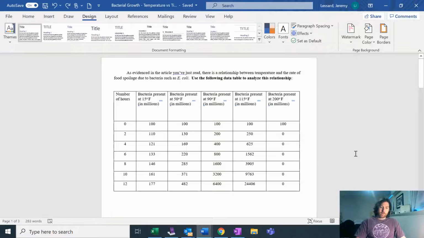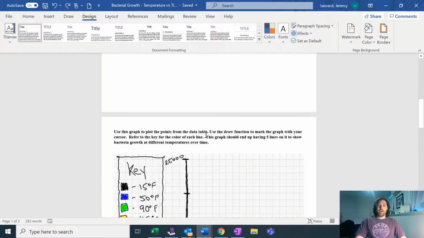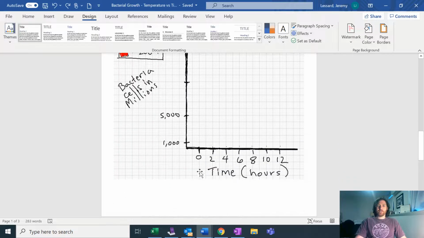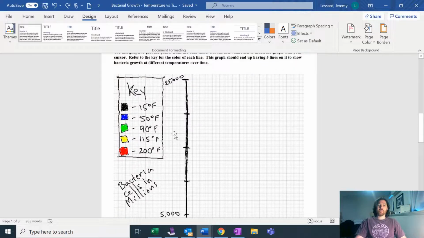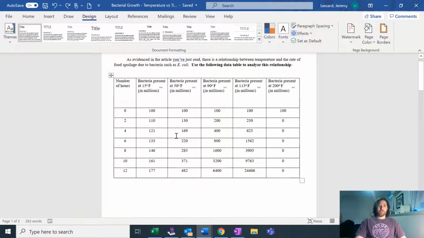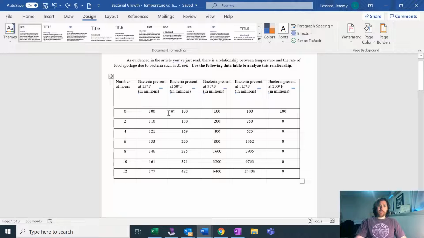The first thing that we start out with is a data table. And when we're thinking about data tables, we always want to look at them one column, one row at a time. We really only get XY data, like the data from a math equation, from a data table like this. And in this case, we can see our graph is going to represent time as the X and bacteria cells in millions as the Y. And so these numbers are in millions of bacteria.